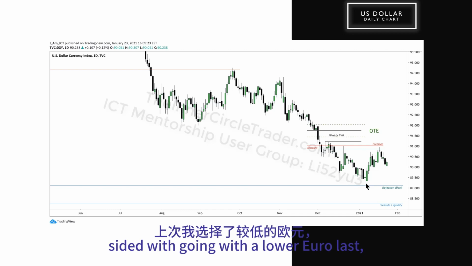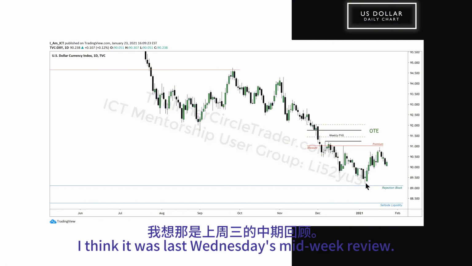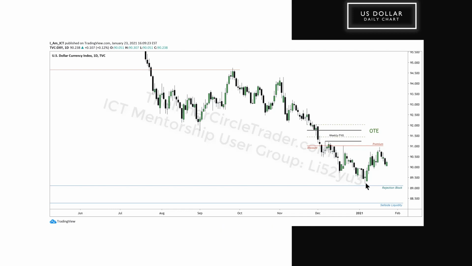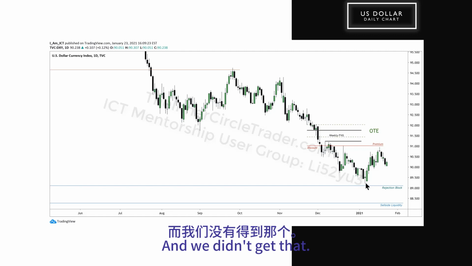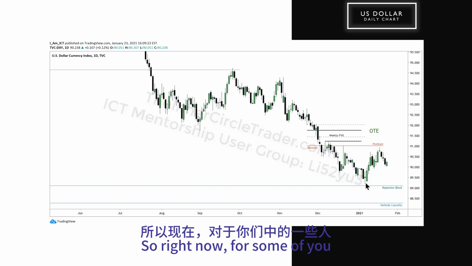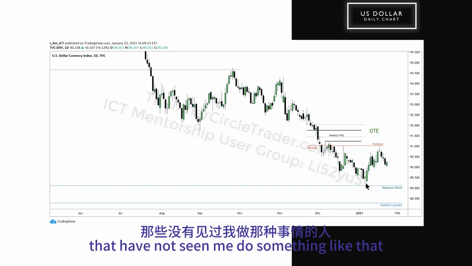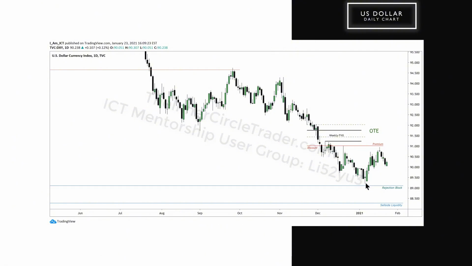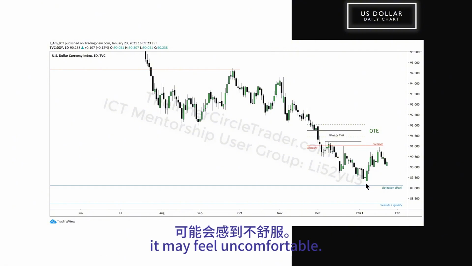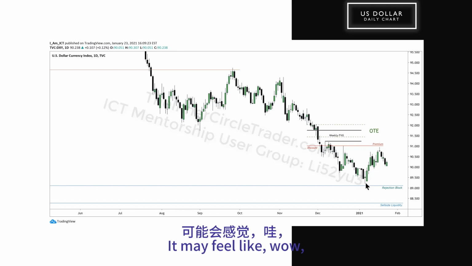I sided with going with a lower euro last Wednesday's midweek review, and a higher dollar, and we didn't get that. So right now, for some of you that have not seen me do something like that and get it wrong, it may feel uncomfortable. It may feel like, wow, it didn't pan out.